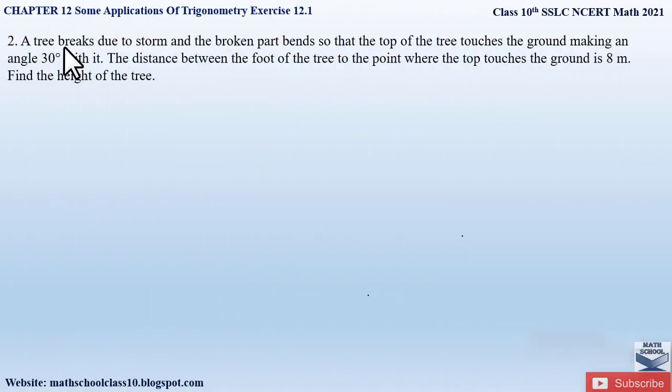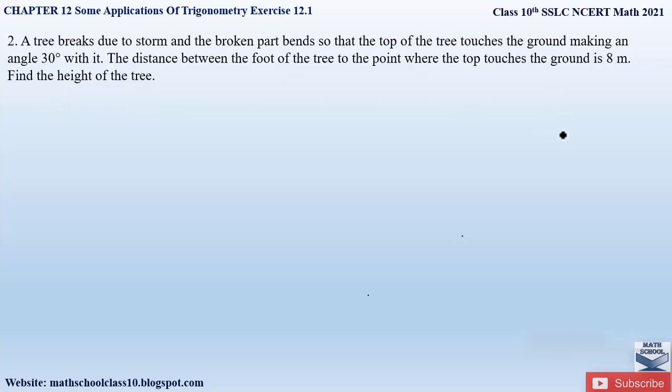Question number 2 from exercise 12.1, chapter 12, some applications of trigonometry says, a tree breaks due to storm and broken part bends so that the top of the tree touches the ground, making an angle 30 degrees with it. The distance between the foot of the tree to the point where the top touches the ground is 8 meters. Find the height of the tree.